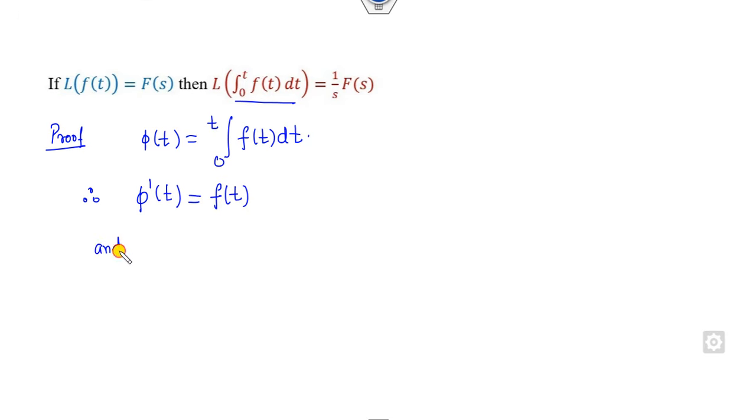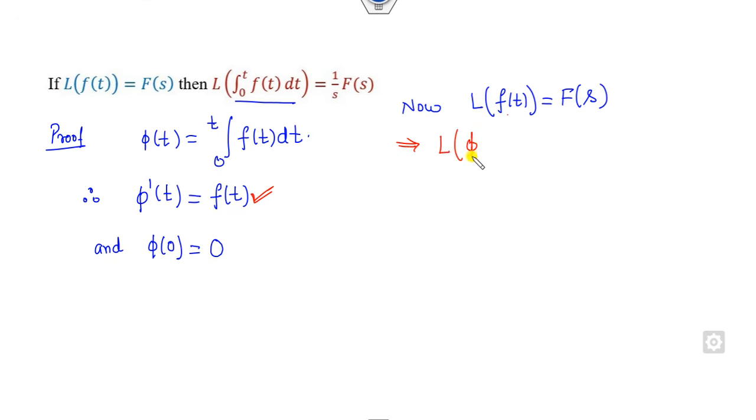And what is phi of 0? Phi of 0 means the integral from 0 to 0, which is 0. Now what is given to you? The Laplace of f of t is F of s. This is given to you. Now substitute the value of f of t. F of t is the Laplace of phi dash of t.